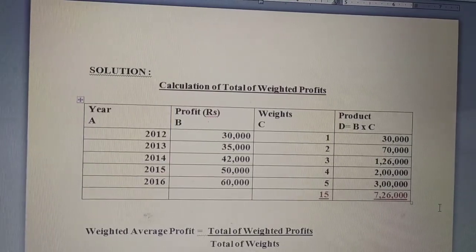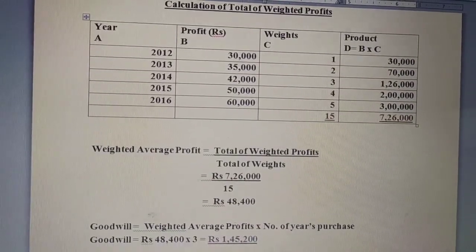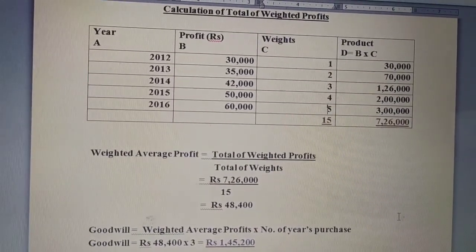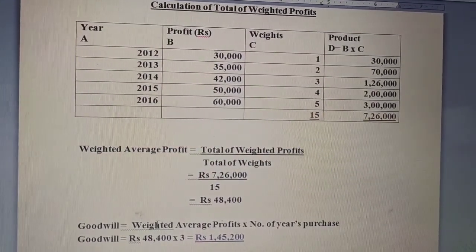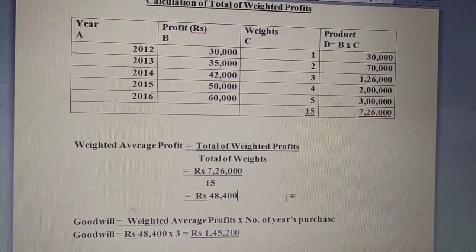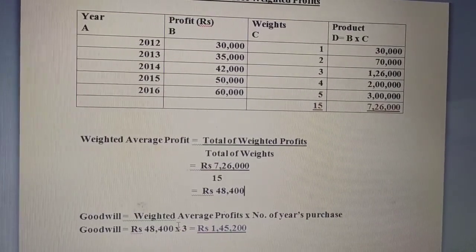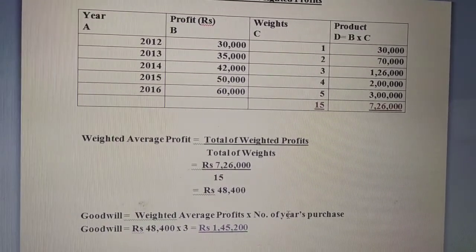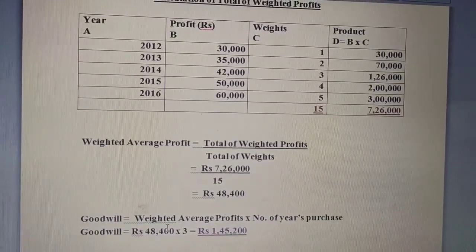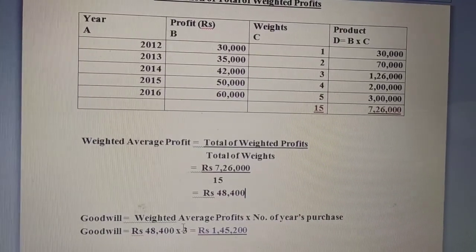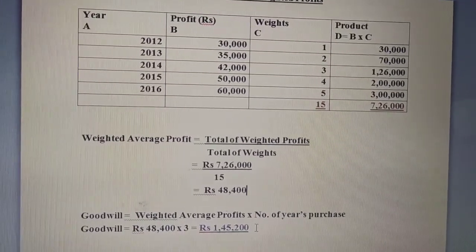We need to calculate, yes, good, the weighted average profit. What is the formula? Total weighted profit divided by total of weights. 7,26,000 divided by 15, you will get 48,400, which is the weighted average profit. Then last, we need to calculate goodwill. Formula is weighted average profit multiplied by number of years purchase. 48,400 is the weighted average profit multiplied by 3, which is the number of years purchase. The answer is 1,45,200, which is the goodwill.